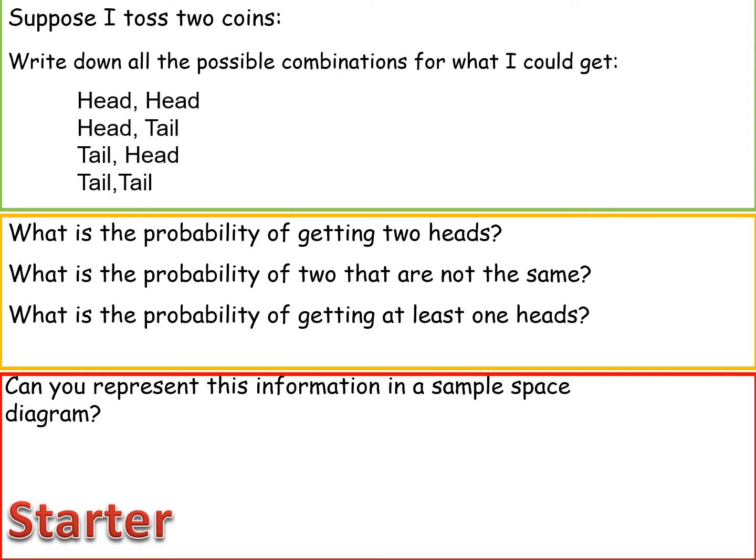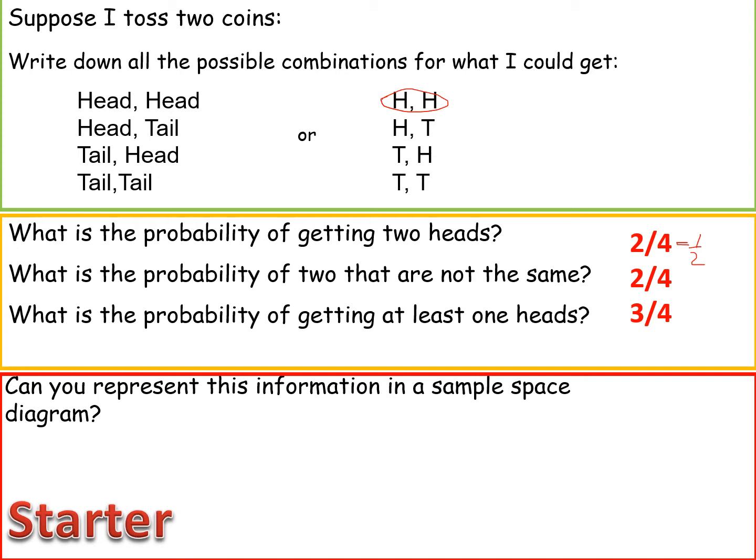What could we get? As you can see, we can get head head, head tail, tail head, or tail tail. So now the question is, what is the probability of getting two heads? Getting two heads together is the only chance here, so the probability will be 1 over 4.